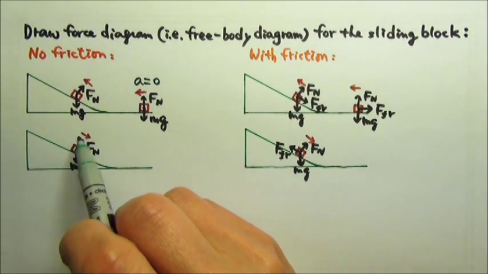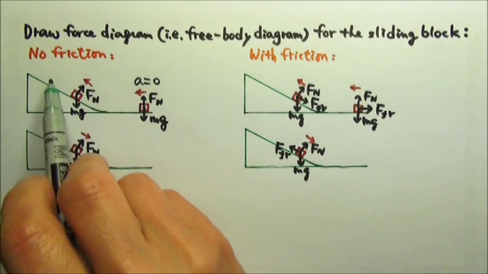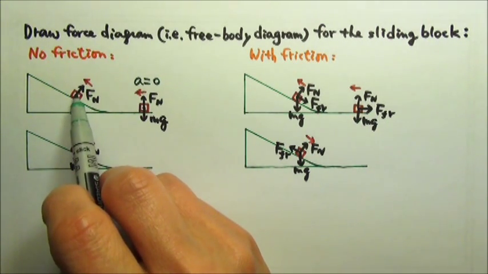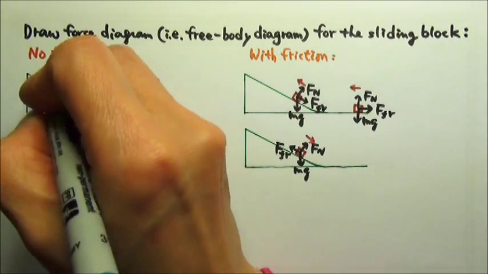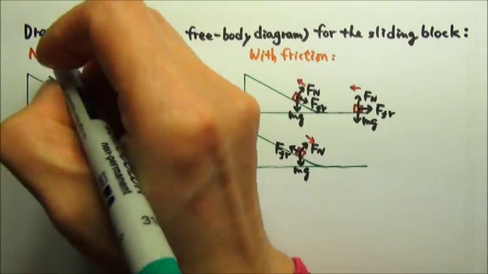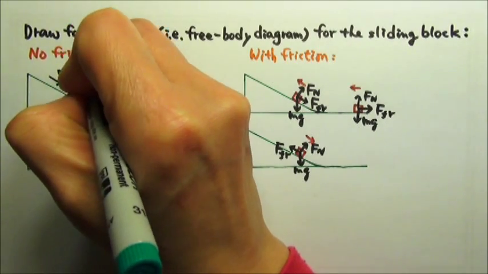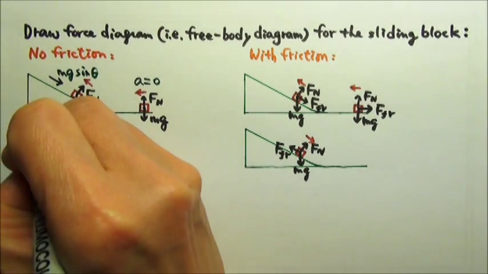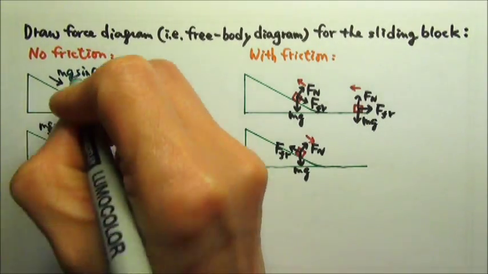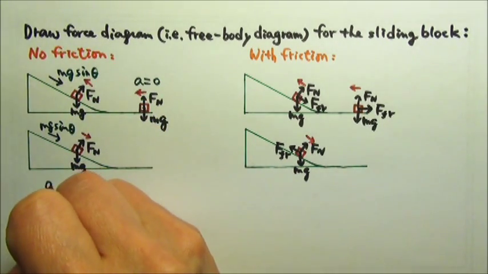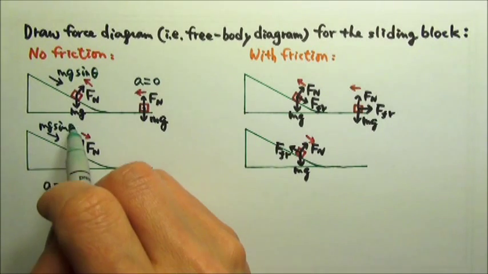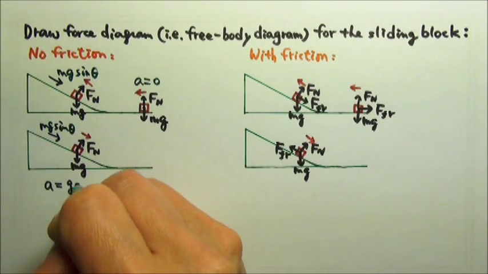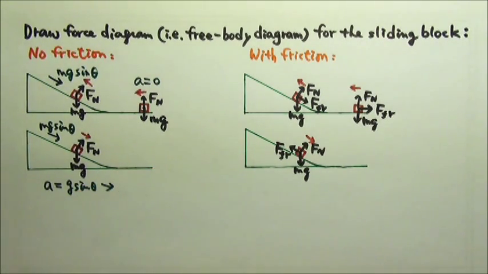Since for both of these, the acceleration will be along the incline, I'm just going to draw the force components along the incline. Normal force does not have any component along the incline, but mg does, and mg's component along the incline is mg sine theta. Same here, the component going down the incline is mg sine theta. Exactly the same thing. And that means the net force equals ma, so the m's cancel, and the acceleration will be g sine theta going down the incline.